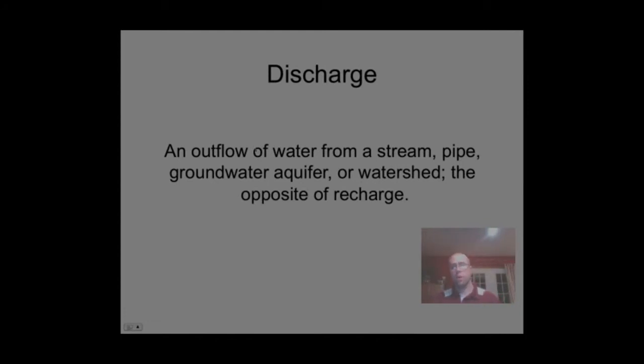Discharge, an outflow of water from a stream, pipe, groundwater aquifer, or watershed, just the opposite of recharge. Discharge is taking out of the aquifer or from the water system. Recharge is putting back into that particular system, whether it's groundwater or surface water or whatever.